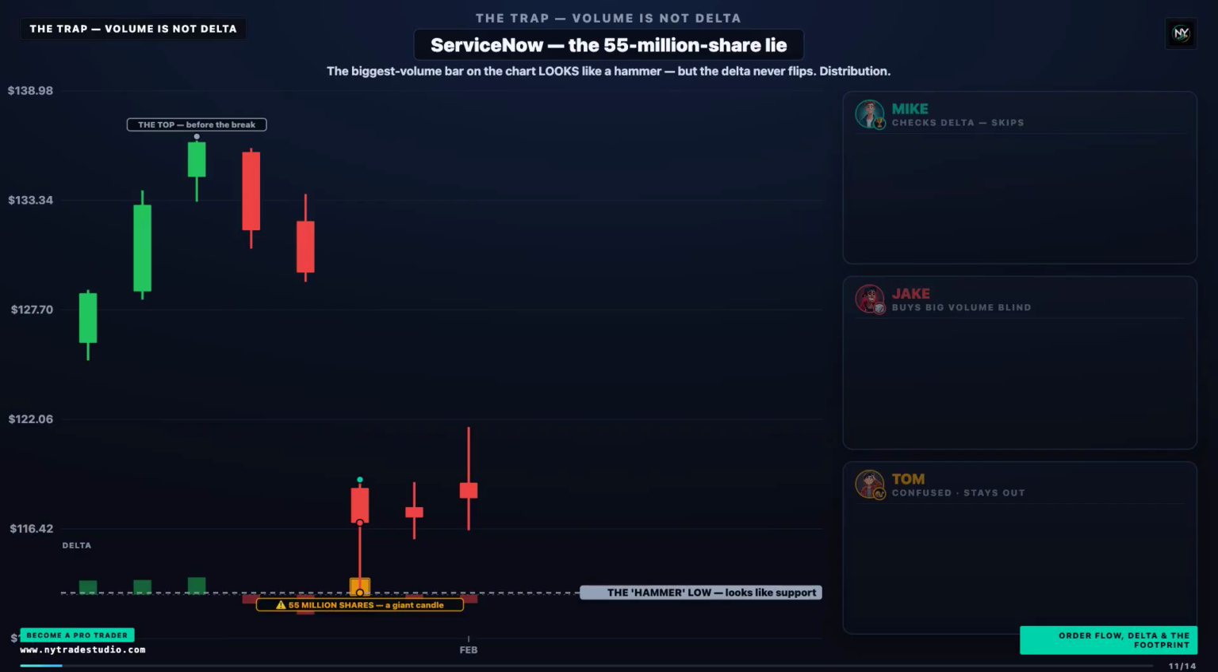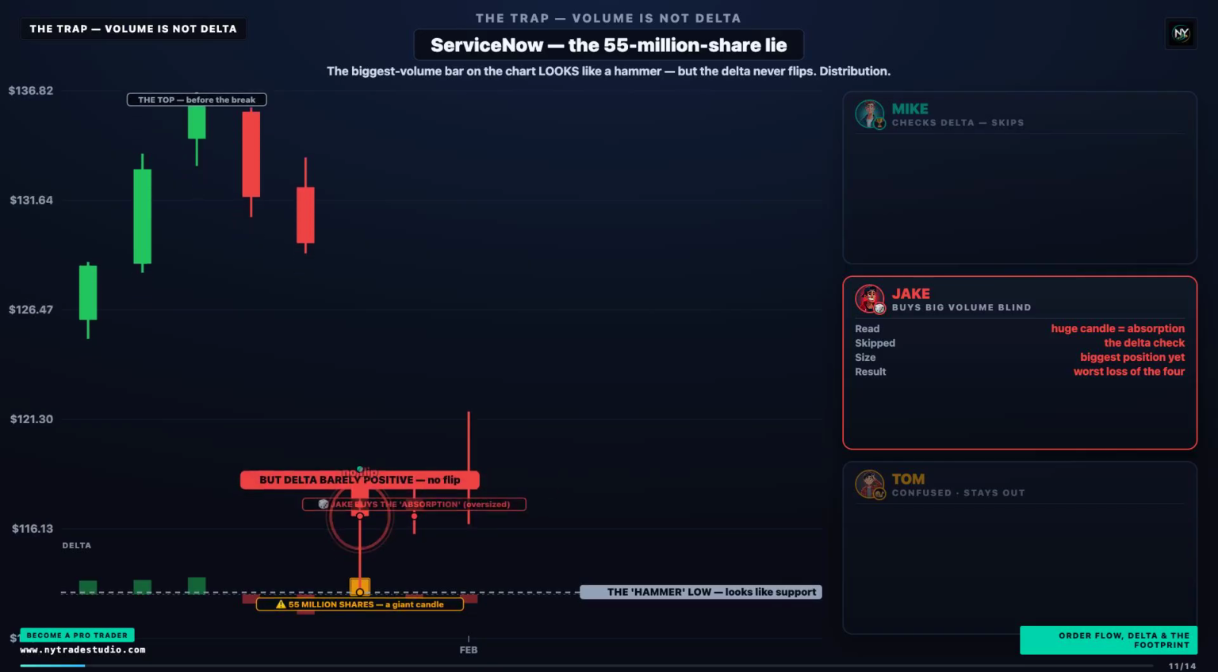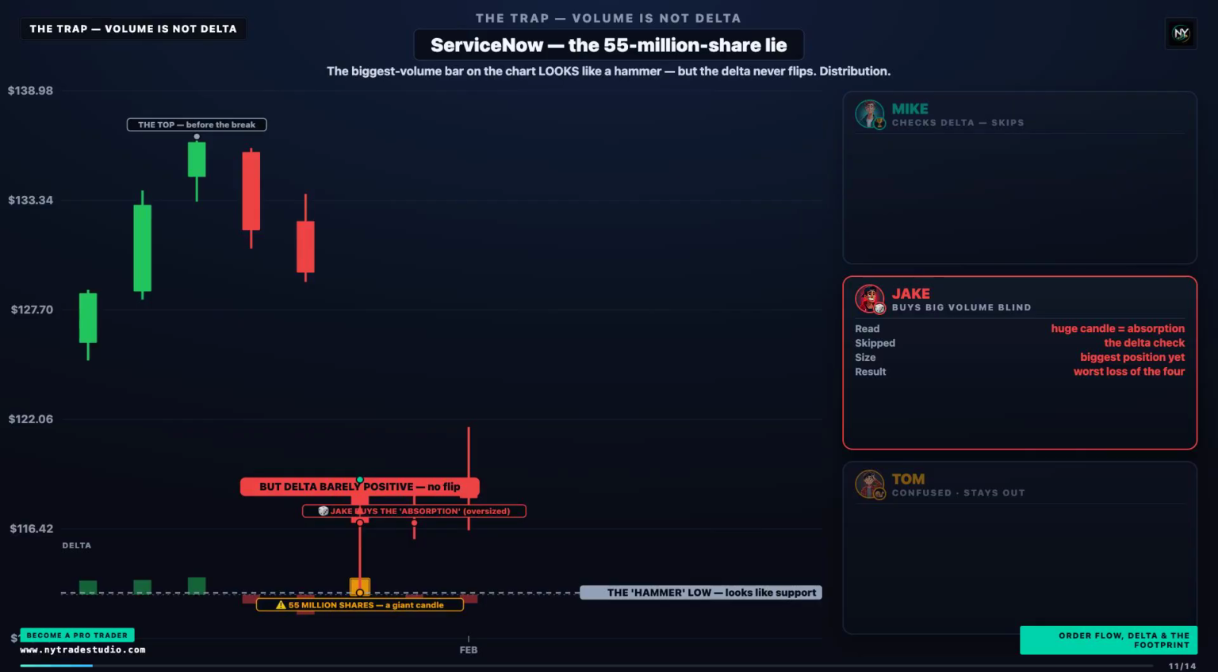Every absorption rule you just learned screams BUY. And Jake does. He buys it big the next morning, his largest position yet. Certain a bottom that violent has to hold. But Mike checks the one thing Jake skips: the delta. And on that monster candle, the delta barely moves. It is only just positive.